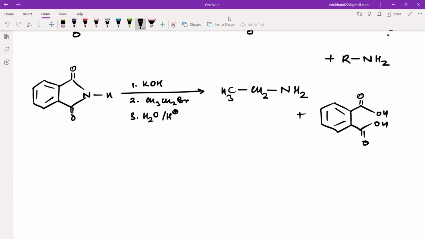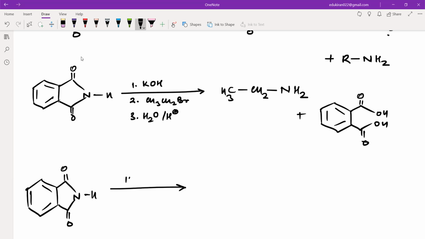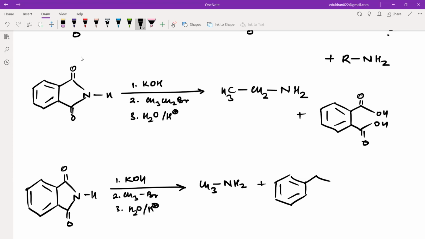Now, it doesn't matter what alkyl halide you are using. Even if I give you CH3Br, third step H2 in the presence of H+. Then also you are going to get CH3NH2 plus phthalic acid. So phthalic acid is going to be a constant thing that you get in all of the products.